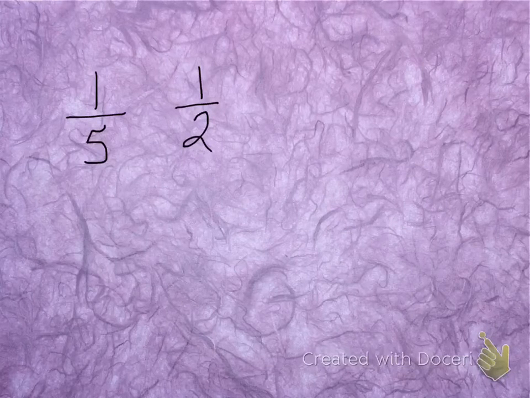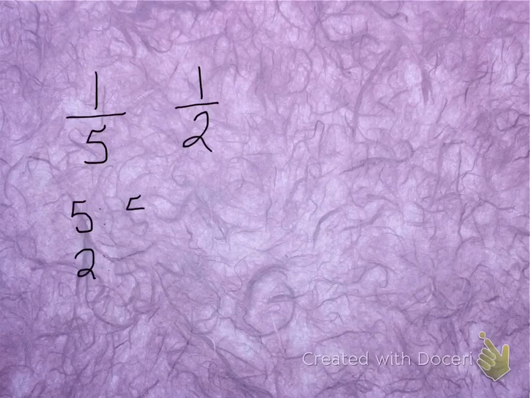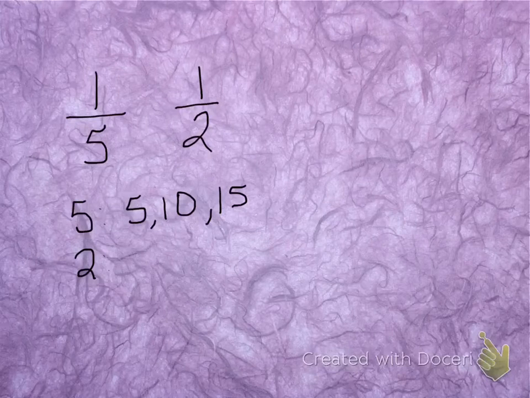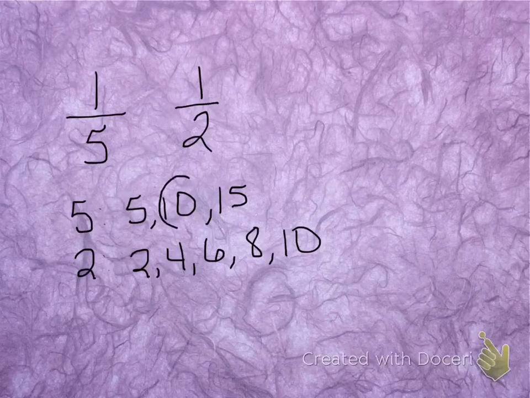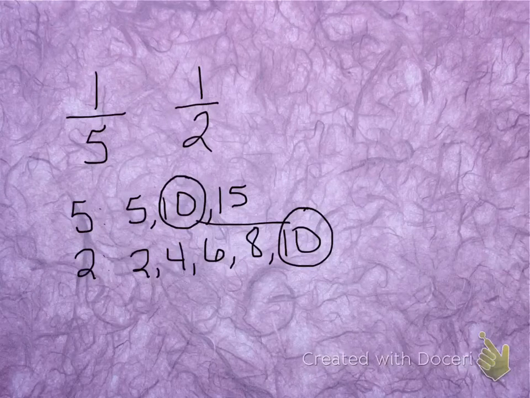First, you should list the multiples of each. You say 5 and then 2. So the multiples of 5 are 5, 10, 15, and I'll stop there. And then the multiples of 2 are 2, 4, 6, 8, 10. Immediately I see that 2 match. I see 10 and 10. That is going to be my common multiple, my least common multiple.